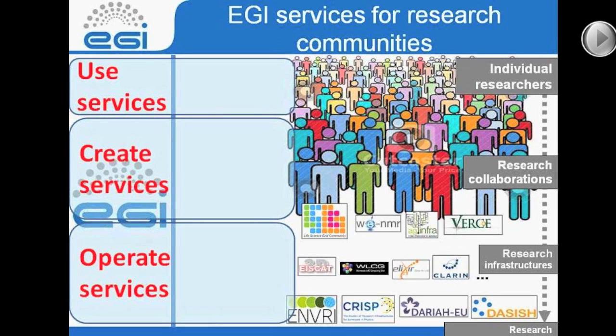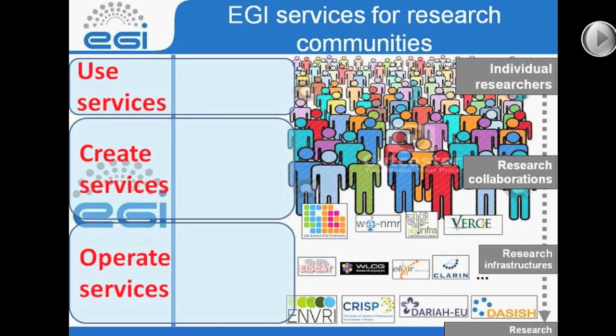No matter which scientific or research community we are talking about, we can see this layering inside. And what the layering means is that basically slightly different types of services or needs emerge at the different layers. While individual researchers and research collaborations are trying to use services that are out there, they don't want to invest too much into the setup and operation of services.